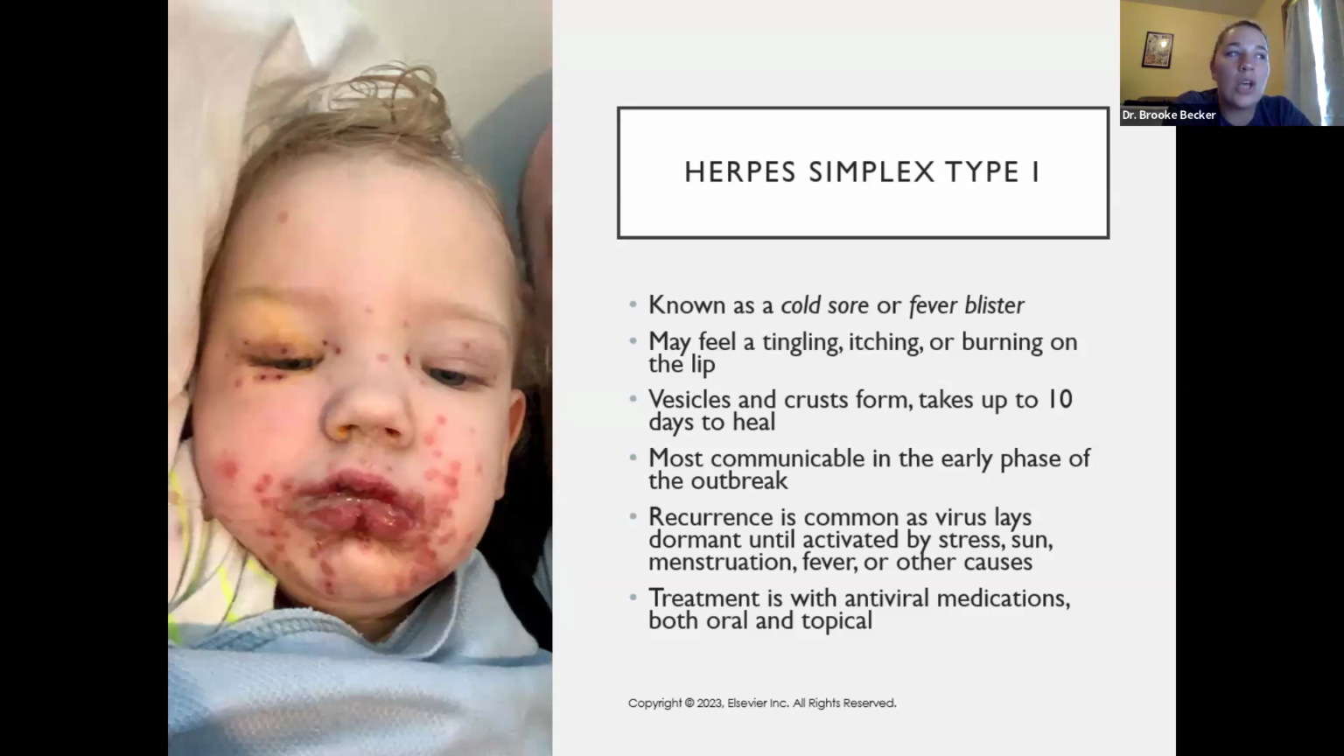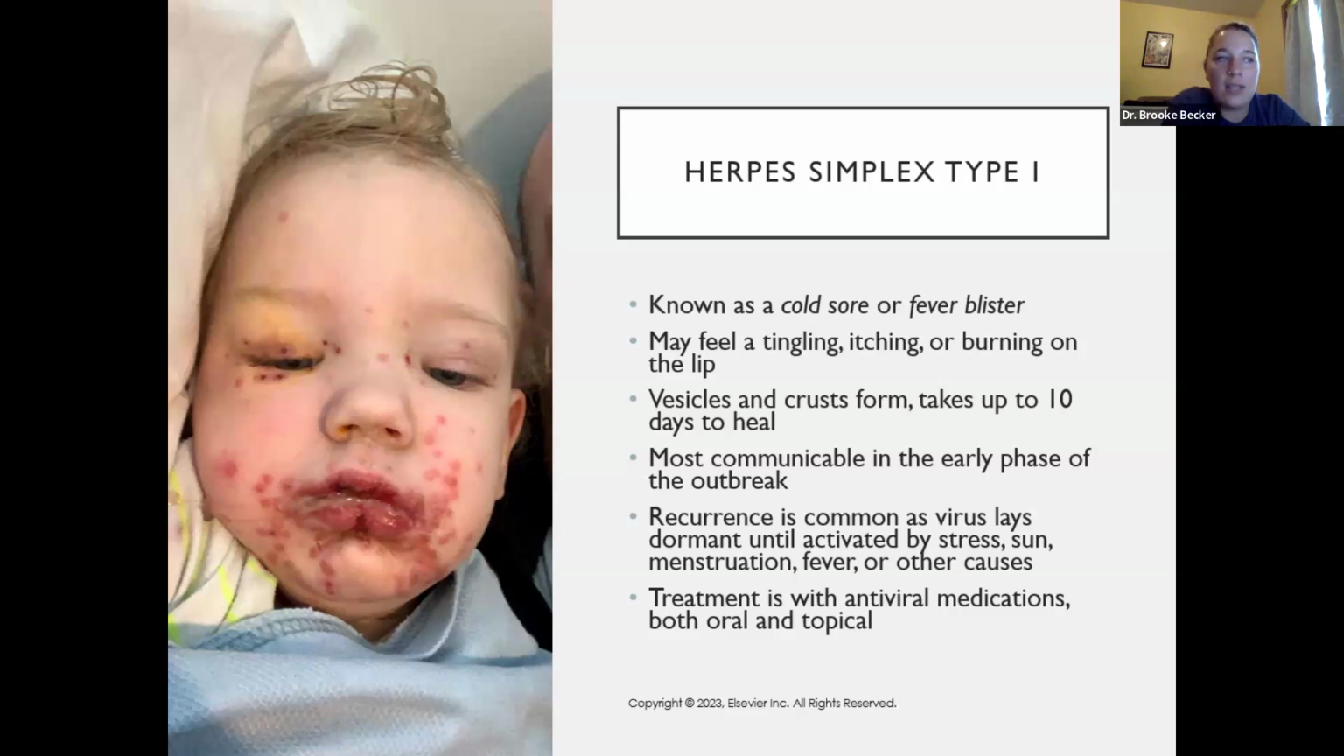Type 1. So as kids are getting cold sores, they might feel tingling or itching or burning on their lip. And then usually the vesicles form, and then the crust over the top, and it usually takes about 10 days to heal. They're most infectious during the early phase of the outbreak. So when those vesicles are there and they're starting to sense that tingling and itching is usually when they're most infectious.